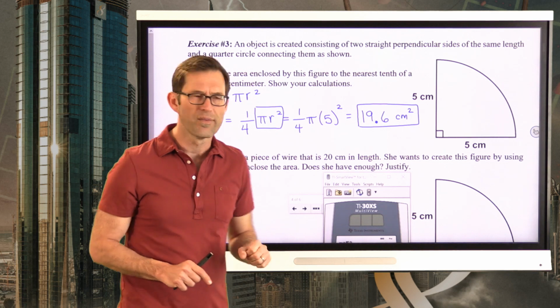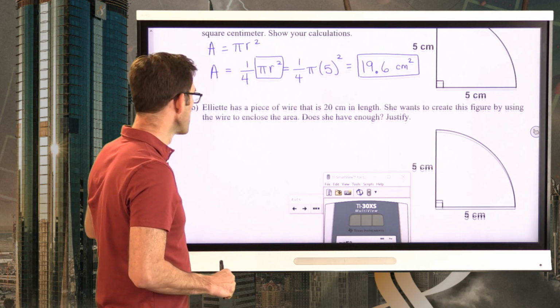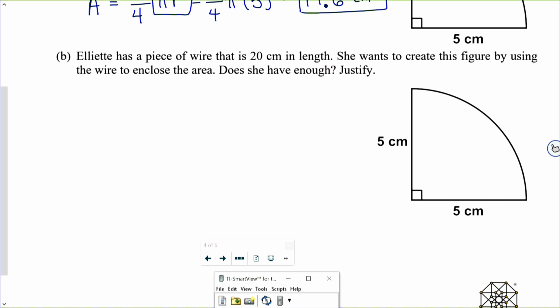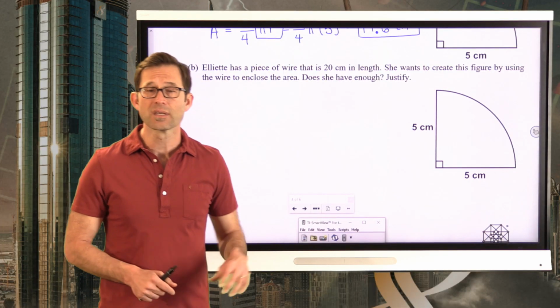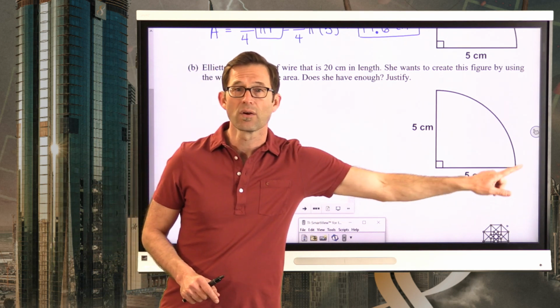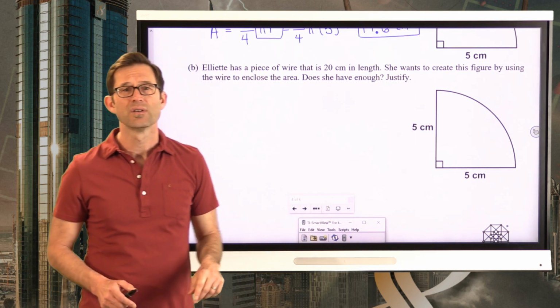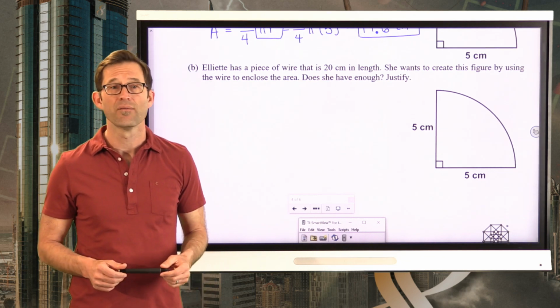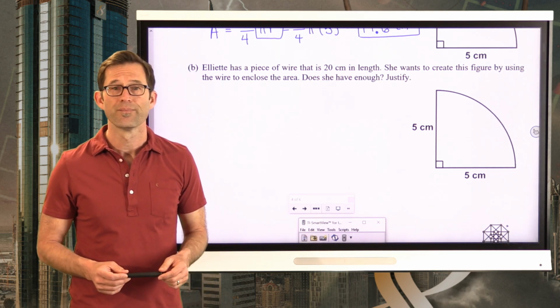Now let's take a look at one that's maybe a little more challenging. Letter B. Elliot has a piece of wire that's 20 centimeters in length. She wants to create this figure by using the wire to enclose the area. Does she have enough? Justify. So literally Elliot is going to take wire, 20 centimeters of length, put a piece here, a piece here, and a piece here. The question is, will that 20 centimeters be enough? See if you can figure that out by pausing the video now and playing around with this problem.